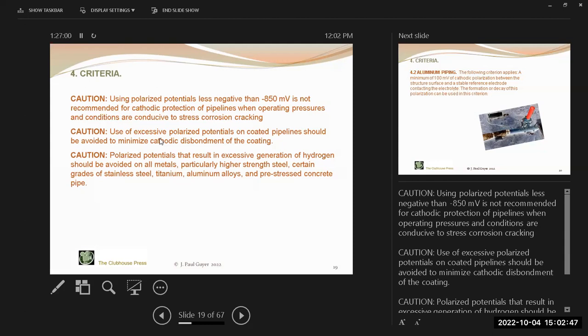Also, the use of polarized potentials on coated pipelines should be avoided to minimize cathodic disbondment of the coating, because that can occur. Also, polarized potentials, the voltages that result in excessive generation of hydrogen, should be avoided on all metals, particularly higher strength steel, certain grades of stainless, titanium, aluminum, and pre-stressed concrete pipe.